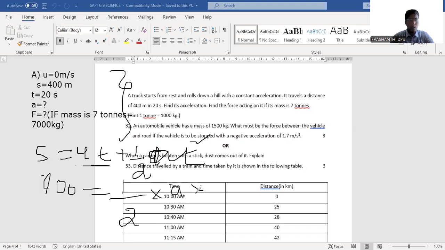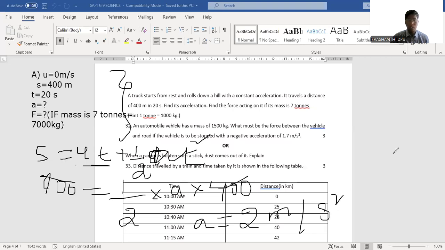So we do not know a. So a into t square. T square how much? 20 square. So 20 square is 400, right? So 400, 400 get cancelled here. So a is equal to, if 1 by 2 goes to the other end, then it will become into 2. So 2 meter per second square is the acceleration.